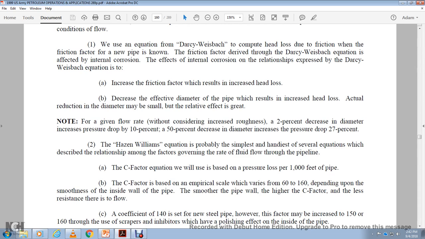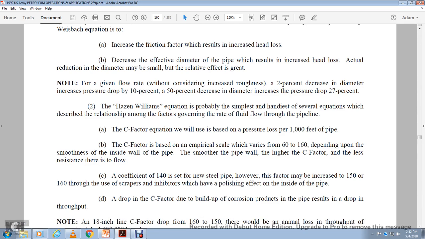The Hazen-Williams equation is one of several equations that describe the relationship of the factors that govern the rate of fluid flow through the pipeline. The C factor equation is based on pressure loss per 1,000 feet of pipe. The C factor is based on an empirical scale which varies from 60 to 160, depending upon the smoothness of the inside of the wall. The smoother the pipe, the higher the C factor, and the less the resistance to flow. A new steel pipe has a coefficient of 147, however the factor may be increased to 150 or 160 through the use of scrapers and inhibitors, with a polishing effect on the inside of the pipe.